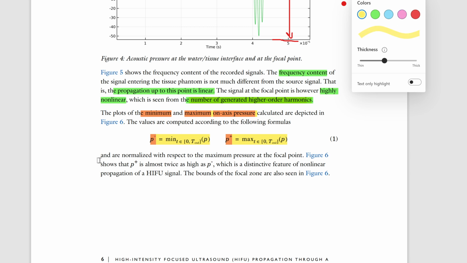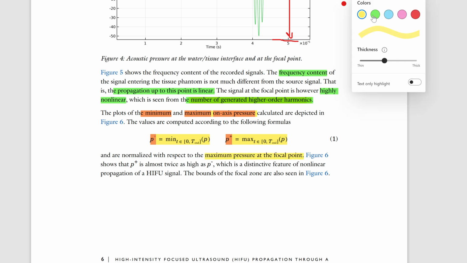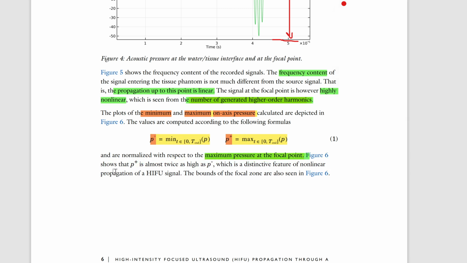Okay, and normalized with respect to the maximum pressure at the focal point. Okay, well now we know what that is. Now we know what Pmax was. So Figure 6 shows that, here we go, what we just saw: the maximum on-axis pressure is almost twice that of the minimum on-axis pressure, which is a distinctive feature of nonlinear propagation of a HIFU signal.